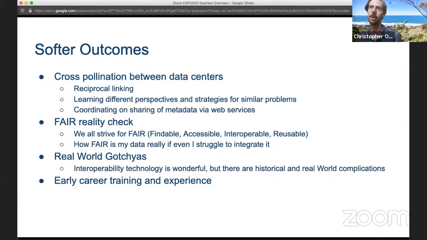Another thing that I think is very important that came out of this project is early career training and experience, both for me, and we hired an undergrad that did a lot of the work. I always think that that is very valuable.